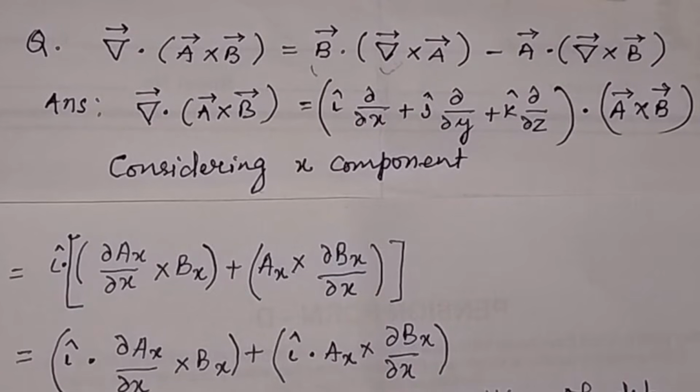In this video, we will prove the vector identity that the divergence of the cross product of two vector fields A and B is equal to the dot product of the second vector field with the curl of the first, minus the dot product of the first vector field with the curl of the second.